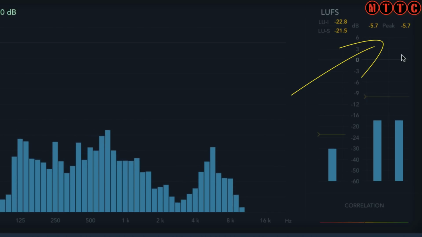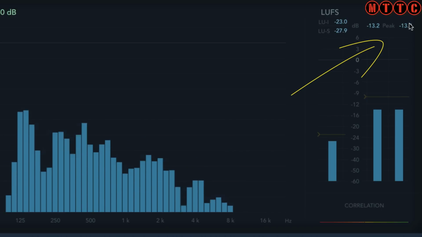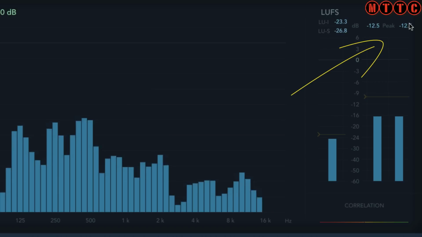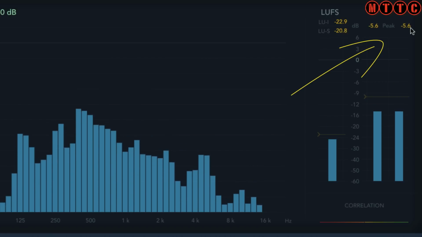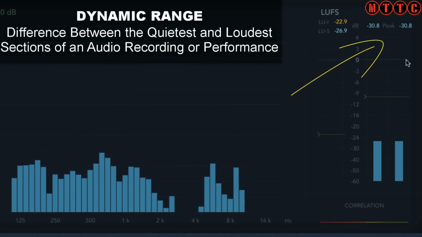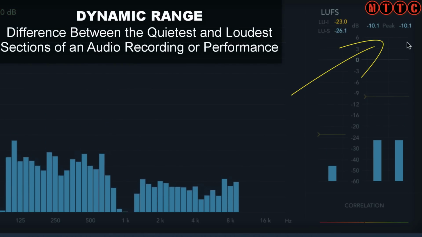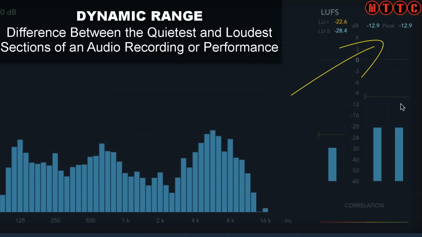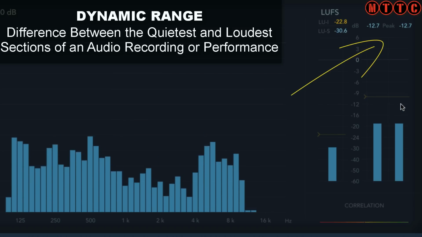Now, in a performance, you will find that there are moments when your performance goes very loud or very quiet. And the measurement between the louder passages and the quieter passages, that is your dynamic range.